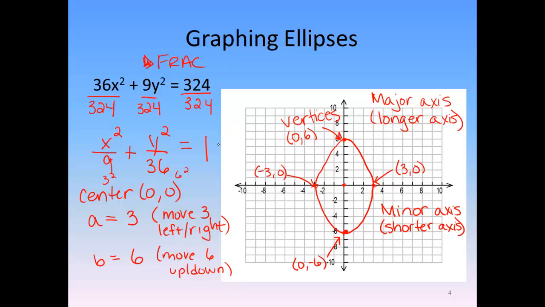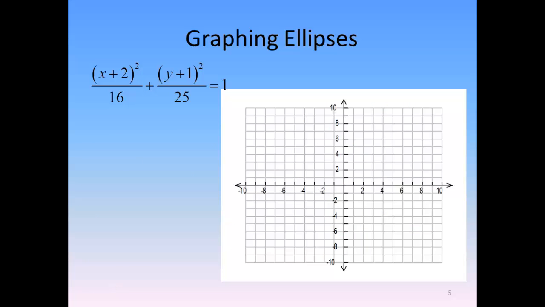Okay, so first, it's in standard form, equal to 1. You identify the center, the A, and the B, and they tell you where you're going to move. Plot the center, count the distance along the x-axis, count the distance along the y-axis, and those are your vertices. Okay, so let's see what one looks like when its center is not 0, 0.